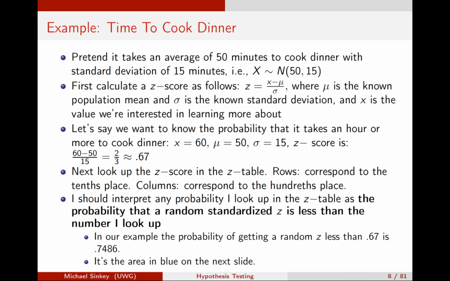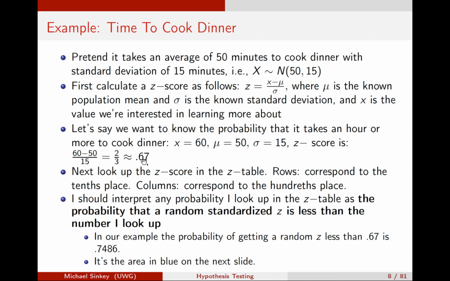So it's a conversion. Think of it as a map. Okay, so let's say I want to know the probability that it takes an hour or more to cook dinner. X is 60 minutes. The mean, mu, is 50. The standard deviation is 15. So I just make a z-score using the z formula. 60 is x, 50 is the known mean, 15 is the known standard deviation. So I have 10 over 15, which is 2/3, about 0.67.